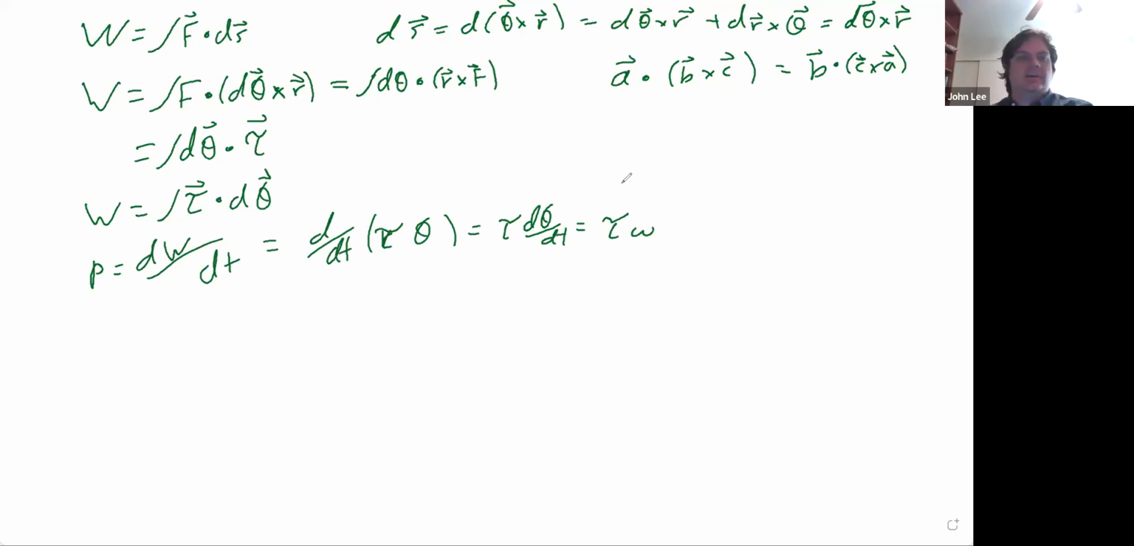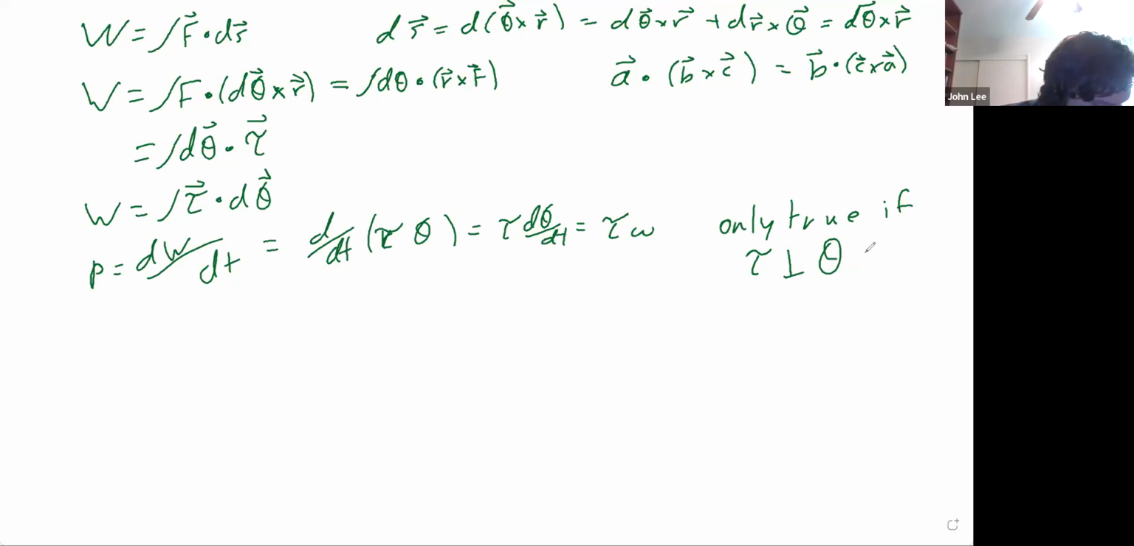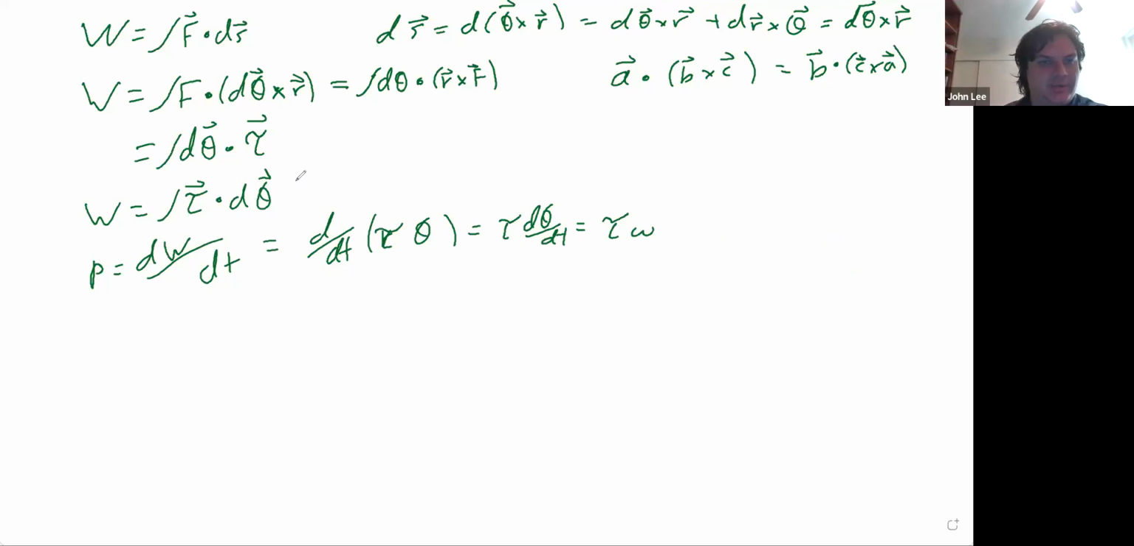Where this is only true if torque is perpendicular to theta. Actually, no, that's not true. If we have a constant torque, then work is just torque dot theta, torque times theta. So dW/dt equals d/dt of torque times theta.